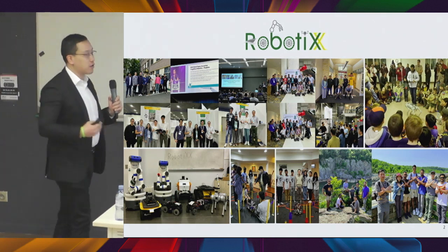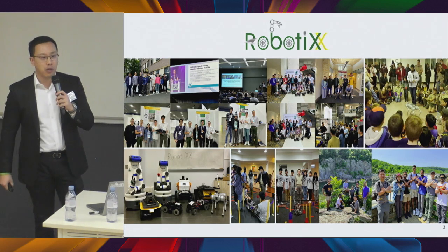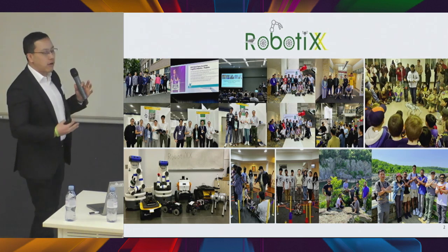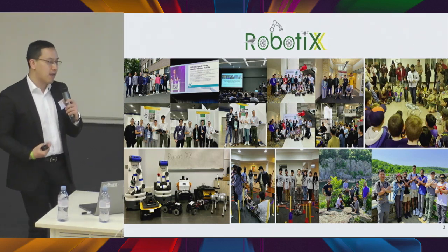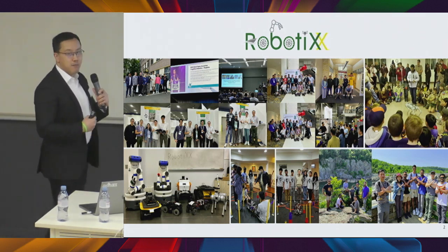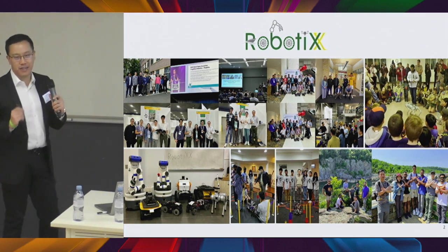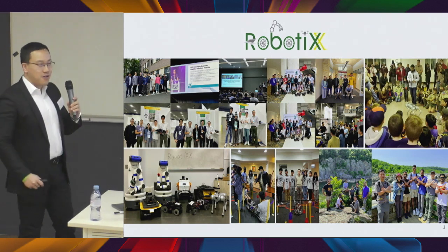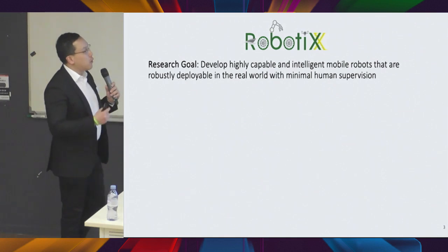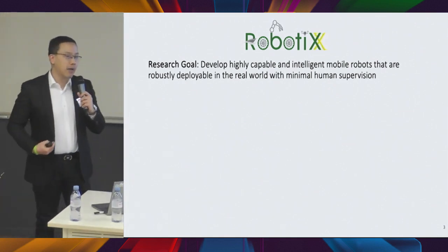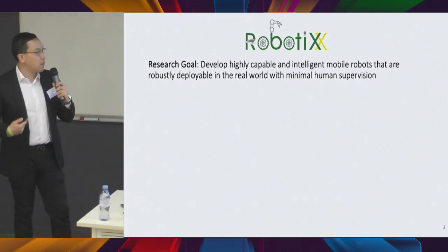We are from George Mason, which is right outside of Washington, D.C., the capital of the United States. We are a very vibrant roboticist group. We call ourselves Axis Men and Axis Women, and I'm Professor Axis. I guess now you can figure out why that's the case, right? Better than Professor X, better than X-Men. We work on a variety of cutting-edge robotics problems, with the research goal of developing highly capable and intelligent mobile robots that are robustly deployable in the real world with minimal human supervision.